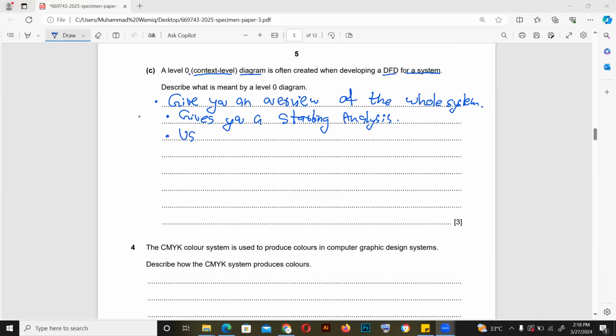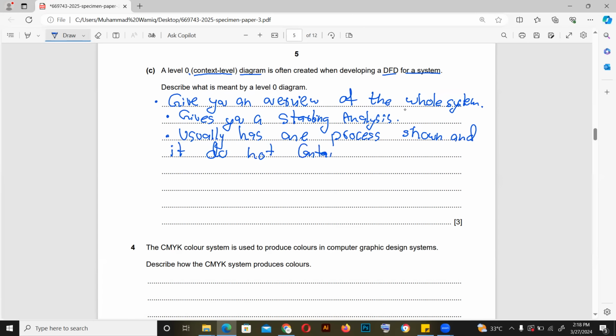It usually has only one process shown, and it does not contain any sort of data storage. This is your level 0 diagram.